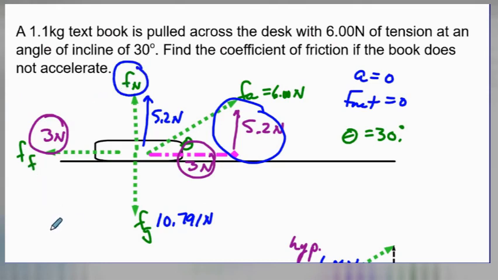So what we have to remember is that our downward force is gravity, but we have two upward forces now. We have an Fn, and we have this other Fa being pulled up. This was 5.2, and this was 10.8. I'm going to round it off to 10.8. So we can find the normal force.